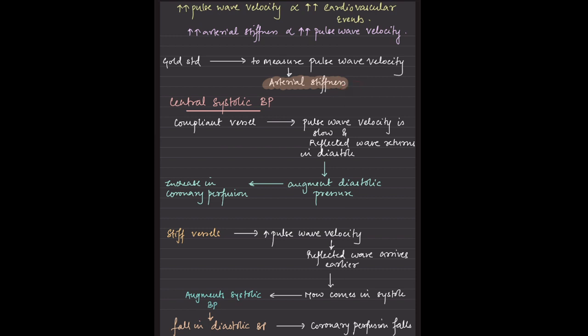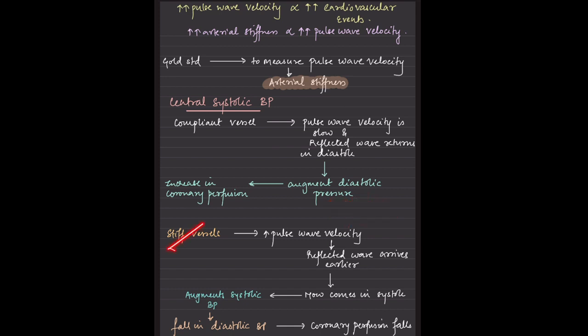Then, if the patient has a compliant vessel, the pulse wave velocity is low, which means the wave is reflected in diastole, coming at the later part. Then it augments the diastolic pressure. Now, diastolic pressure is important for the coronary perfusion, so it augments the diastolic pressure, and that will lead to an increase in the coronary perfusion.